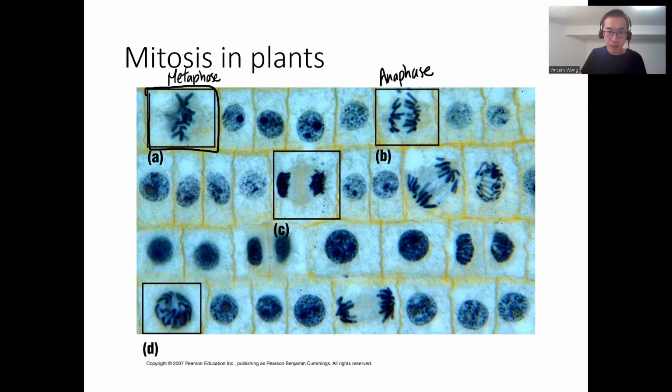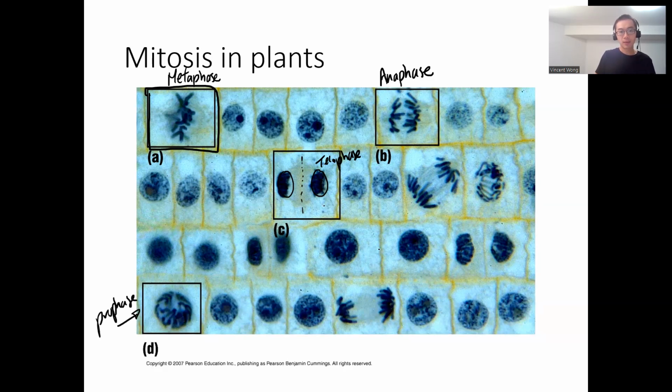And then over here, they're already at the end of the cell. And if you look really close, I know it's not the best picture, you see the line starting to form in the middle here, right? You can see a faint line, like it's dividing it. So that, of course, is telophase. And over here, that's just prophase.